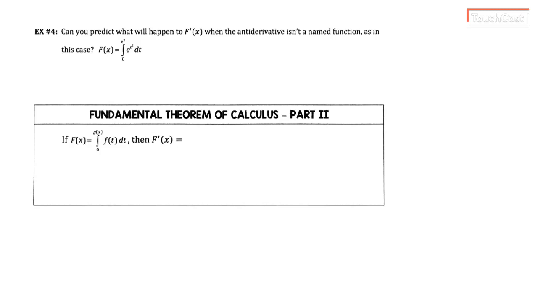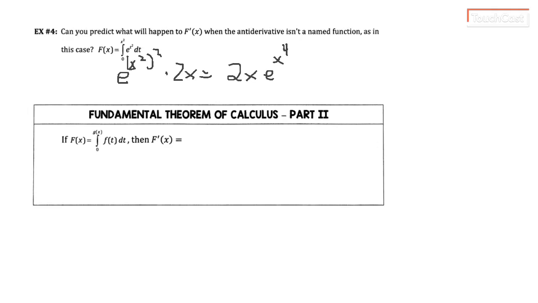So we're going to end up with, in this case, e to the x squared times 2x, which is 2x e to the x to the 4th, which is not e to the t squared.